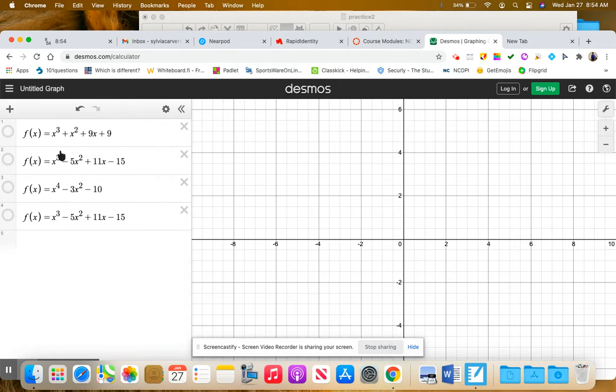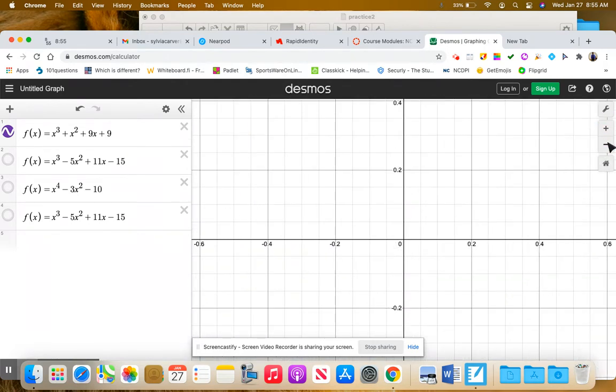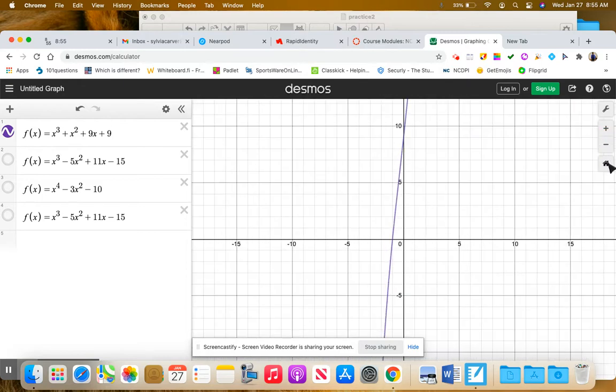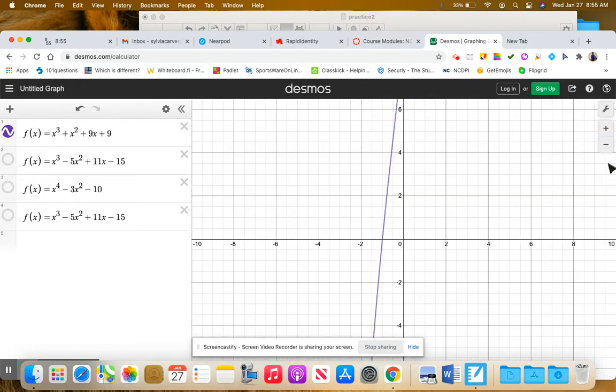So let me get rid of this one, and we are on x to the third plus x squared plus 9x plus 9. So again, this is not a straight line. You can zoom in and out so you can see the whole cubic function, but I am not concerned about that. I want to know where it crosses the x-axis. So I can see here that it crosses right there. Okay. So I'm looking for 3 solutions. The graph only gives me 1 solution, and that's okay. So I'm going to use this 1 solution, and I'm going to do synthetic division.